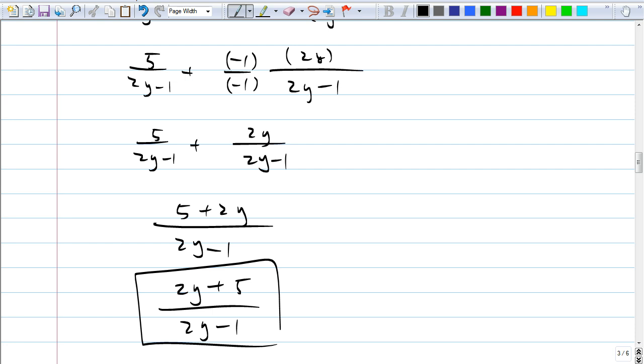Do you see how this one works? Why do you think I put a star on this one here? Yeah, because the denominators are opposite of each other. When you have that, just factor out a -1, okay? All right? Good.